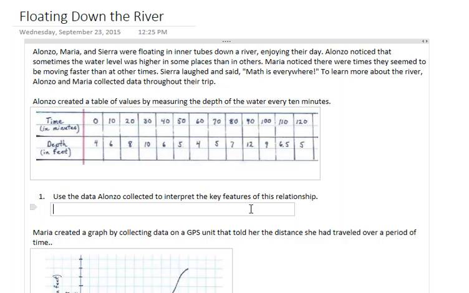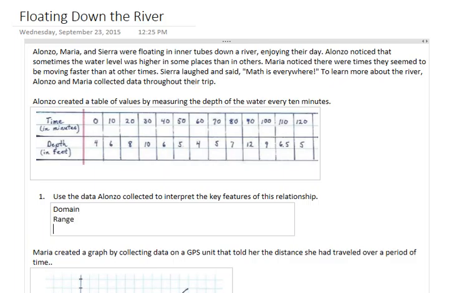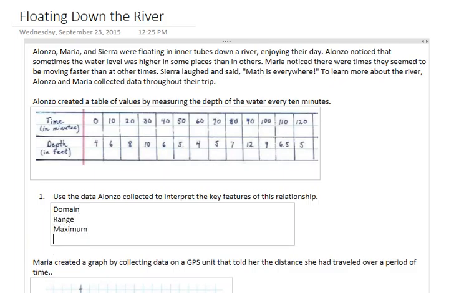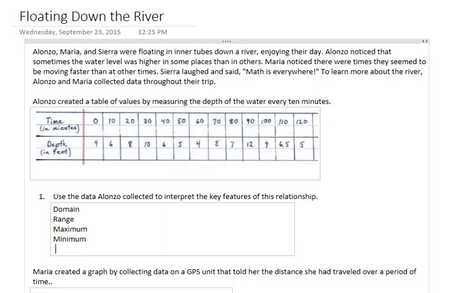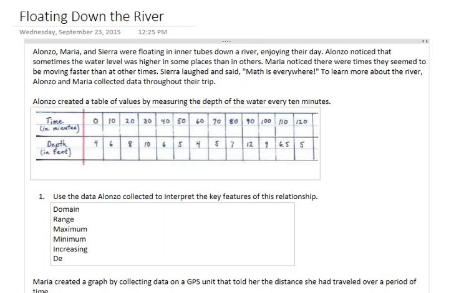When we say key features here, I'm really looking for four things: domain, range, maximum, minimum. And then for this video, we're also going to add increasing and decreasing, which is something we're going to get a lot more practice with as we go.